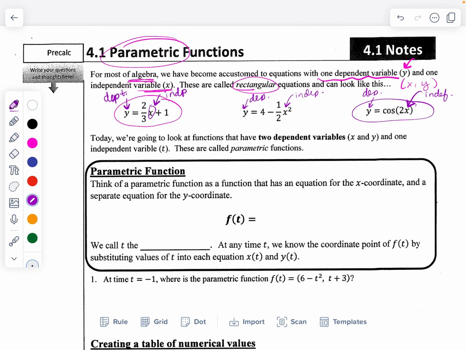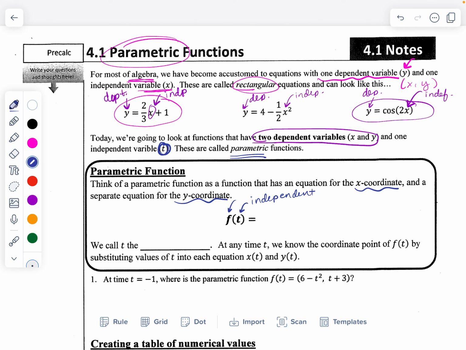So let's talk about a new function. We call these functions that have two variables that are dependent, and one independent variable, which we call t, or time. These are parametric functions. So let's talk a little bit more about what parametric functions are. These are functions that have an equation for both the x coordinate and the separate y coordinate.